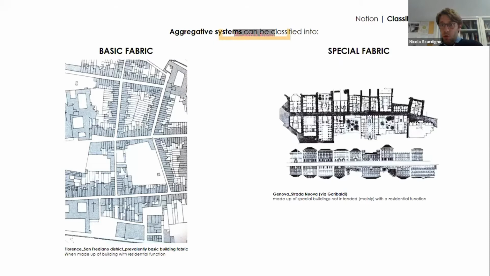Let's move now to a potential classification of the aggregative system. Basically, we can have basic fabrics, which are fabrics made up of buildings with a mainly residential function. An example is the San Frediano district in Florence. On the other side, we have special fabrics, which are made up of special buildings not intended for a residential function. An example of that case is the Strada Nuova in Genoa, the so-called Garibaldi.